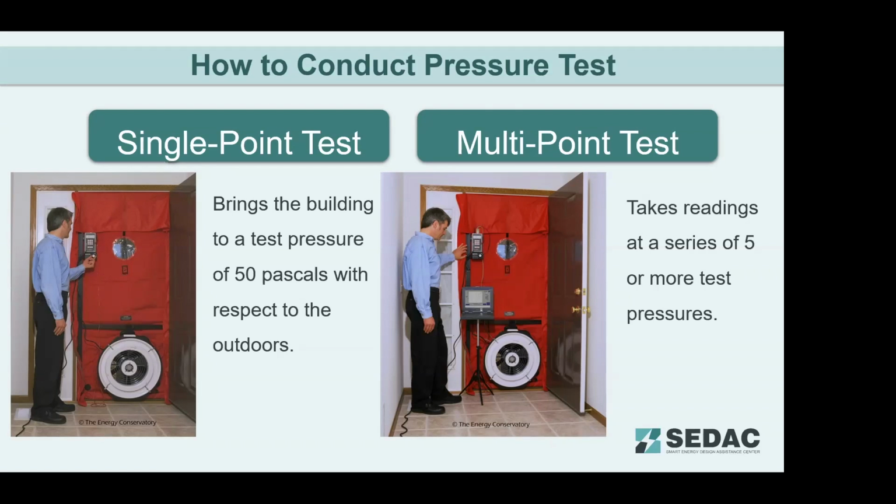With a multi-point test, the tester is going to spend a little more time running the test. Depending on what standard you're using, you may take the fan to 5 or more test pressures. Just throwing numbers out, it may start at 60 pascals, bring it to 45, down to 30, down to 20, whatever the numbers are. Each time the fan goes to a test pressure, the manometer or computer being used to run the test will literally take 100 readings at each of those test pressures. By the end of it, it will give you the final CFM 50. It is not a time-consuming test.